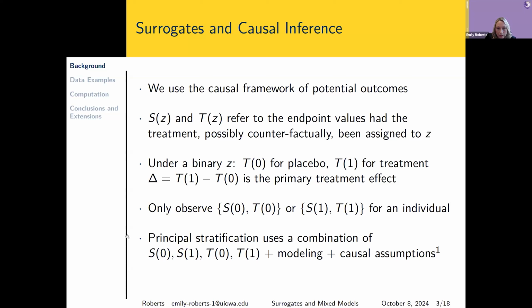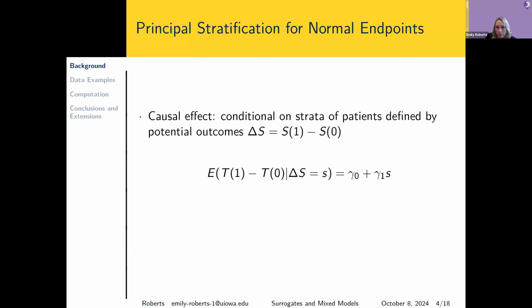In this case, our strata of individuals or patients within the trial are going to be defined by our potential outcomes, which will be a contrast of the surrogate potential outcomes. So here you'll see this notation delta S represents a contrast, or the difference, between the surrogate under active treatment and the surrogate under placebo. So this is the conditional piece. These are our strata of individuals for which we'll define our effects.